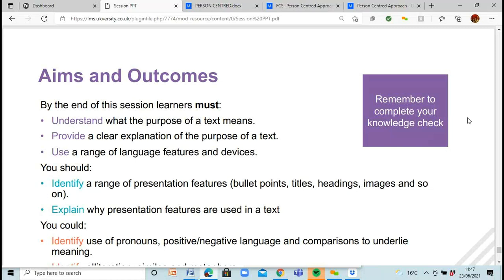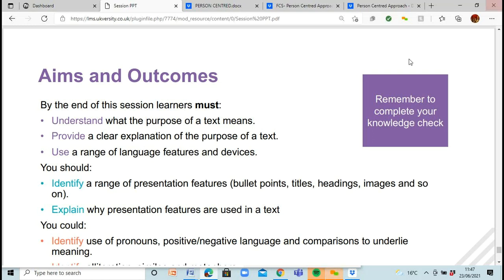I know we had a lot of talking going on today with this, but now by the end of this session, I hope you'll understand what the main purpose of a text means. I hope you'll be able to provide a clear explanation of the purpose of a text, use different language features and devices. You should be able to identify a range of presentation features like bullet points, images, headings, titles, and so on.